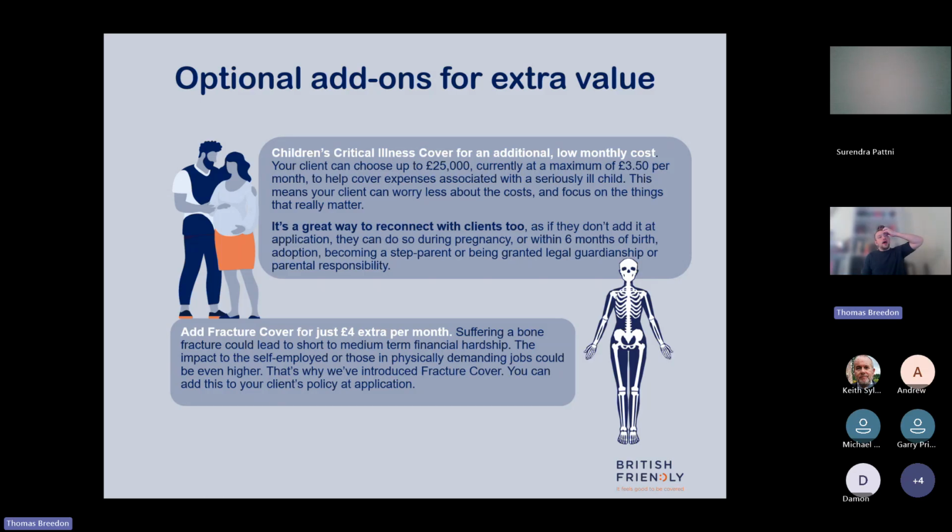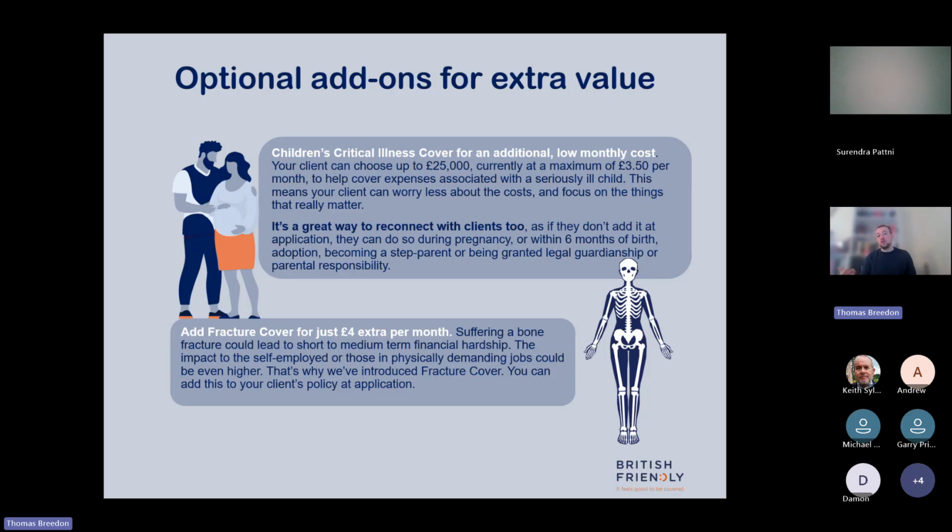Final part, I'm just going to go through the optional extras that your client can add on to their income protection here at British Friendly. So our most recent optional extra is children's critical illness cover, which can now be added to clients' income protection policy. It has gone down extremely well in the market, not just saying it, but obviously I'll run through the reasons why. Your client will choose a benefit between £1,000 and £25,000 worth of cover.